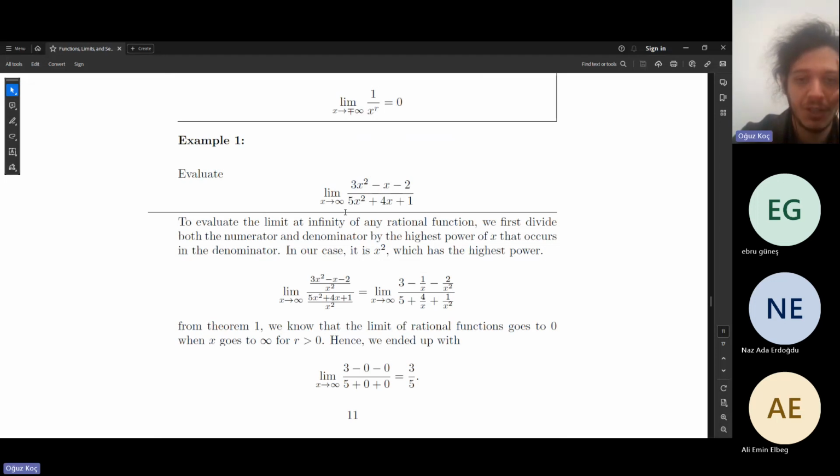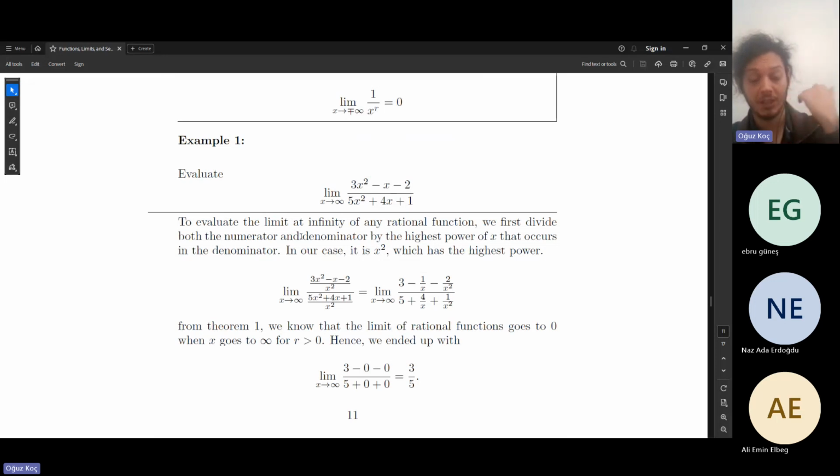We can check this in an example. We have a limit where x goes to infinity, and we have a function such as 3 times x squared minus 2 over 5 times x squared plus 4 times x plus 1.